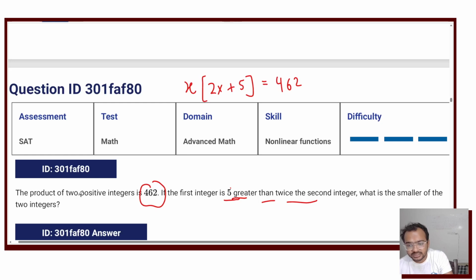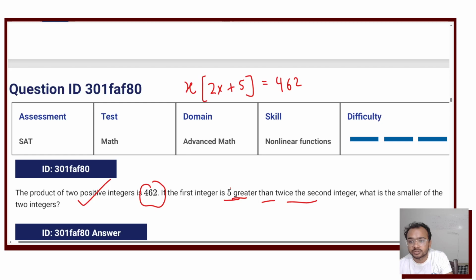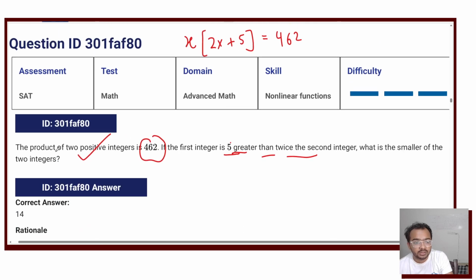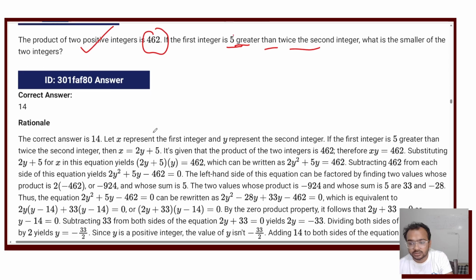But the question says positive integer. So the positive integer will be just 14. Negative 16.5 is an invalid answer as per the question's condition. So it should be 14. And they're asking for the smaller one. So yeah, it's 14 then.